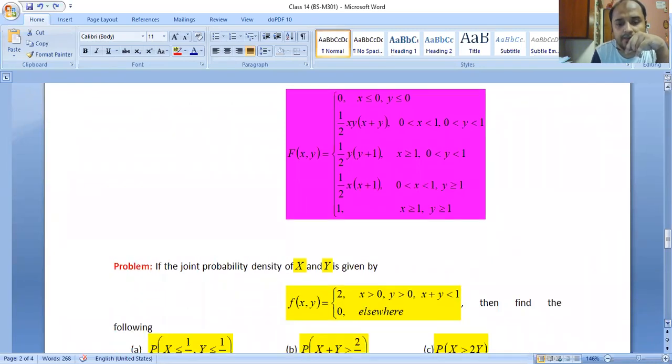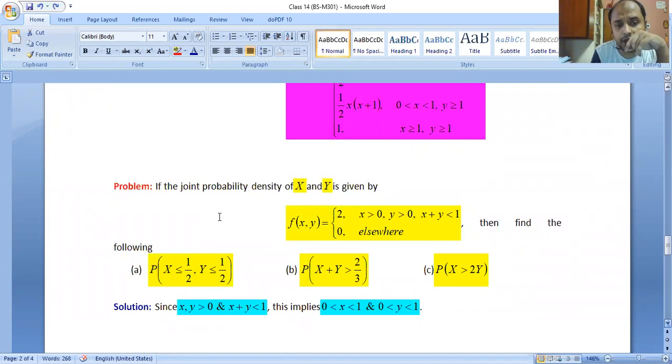I have given a problem here. If the joint probability density function is given like this, the problem is similar to the first problem discussed in the beginning. We are going to calculate this probability, and this. My time is already almost running out, so I have calculated one probability for you. Probability of x less than or equal to half, y less than or equal to half. The condition is x comma y greater than 0 and x plus y less than 1. This implies that x must be lying between 0 and 1 and y must be lying between 0 and 1.